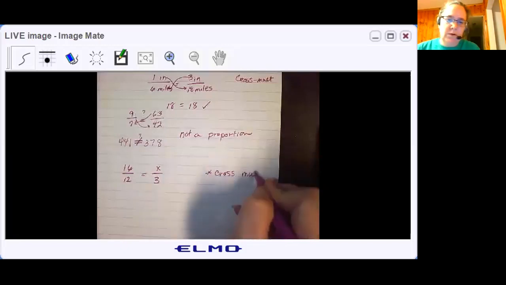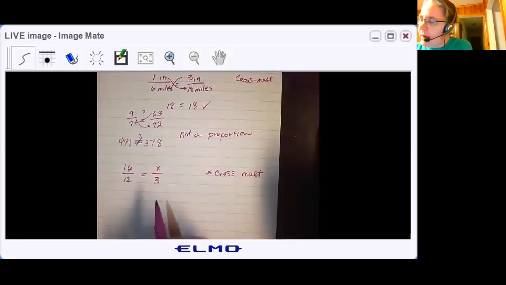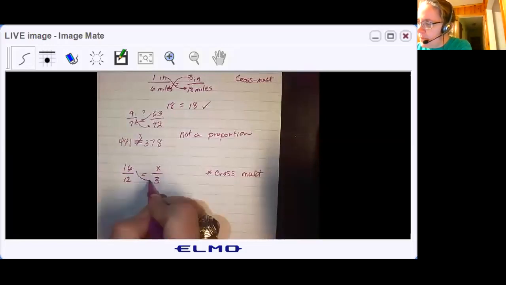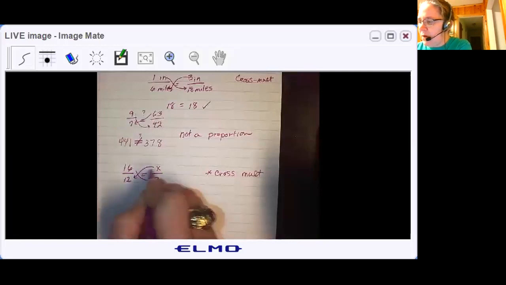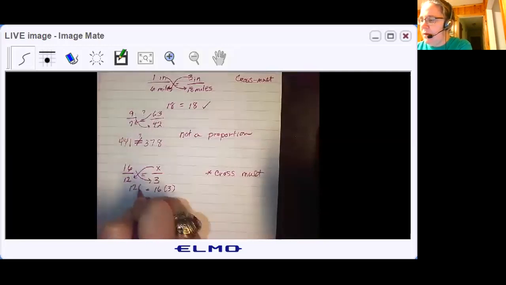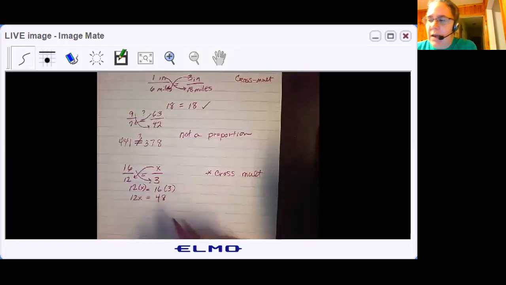And I always shorten multiply because I like my notes shorthand. When I cross multiply, I'm going to have 16 times 3, and I'm going to have x times 12. So I'm going to write this a little simpler. I've got 12x equals 16 times 3. Well, 3 times 6 is 18. It's 48.